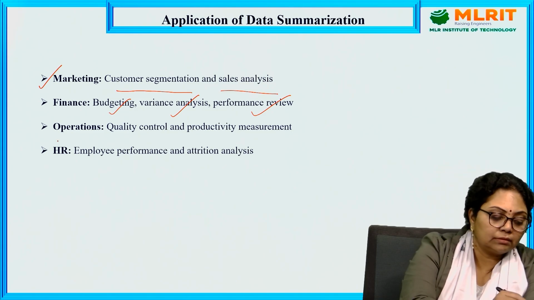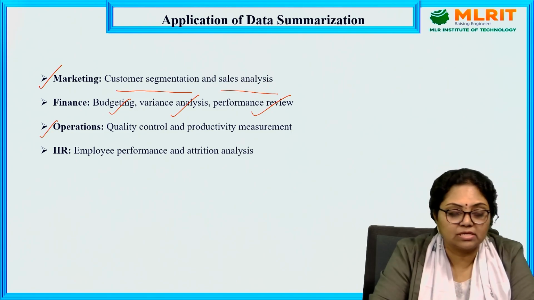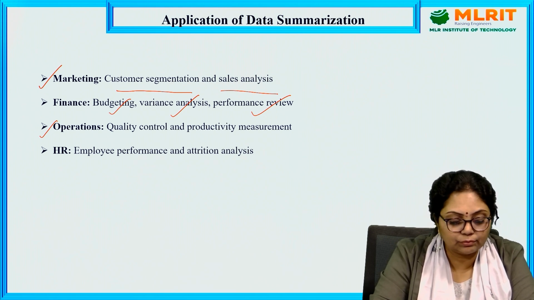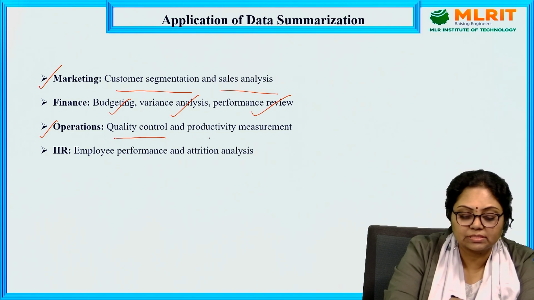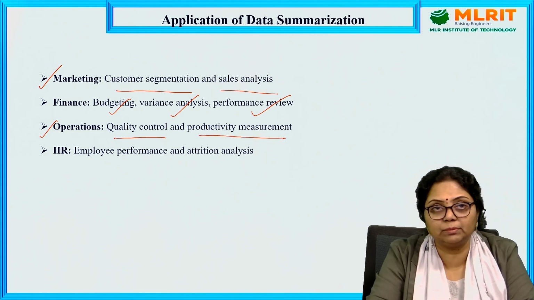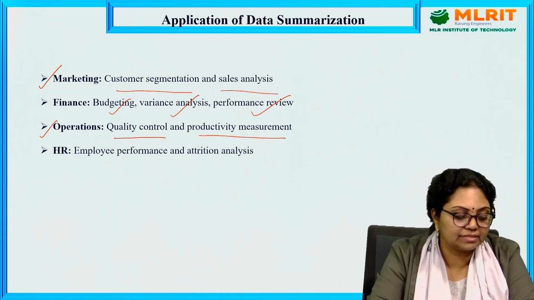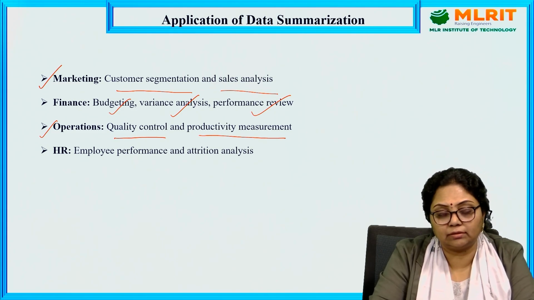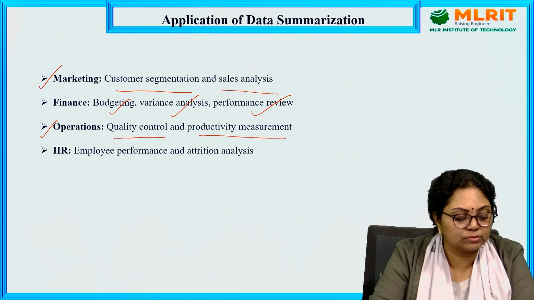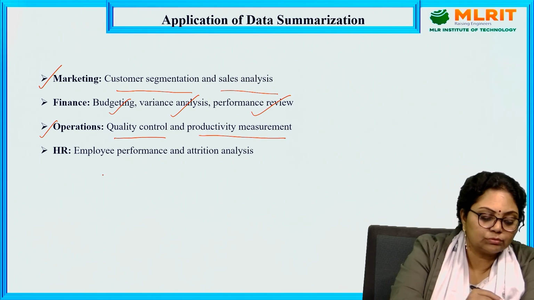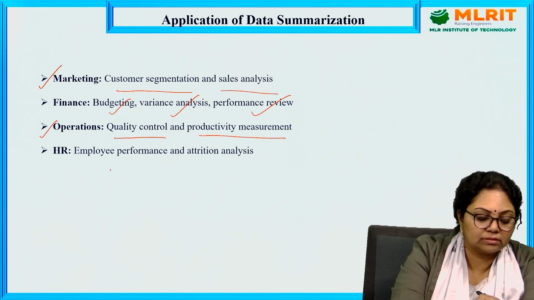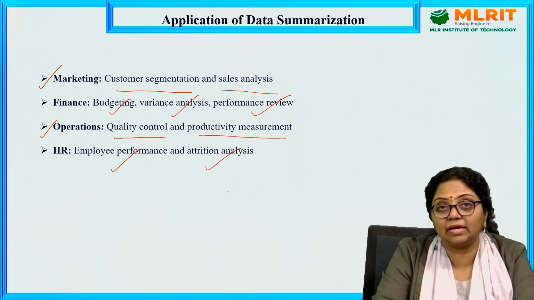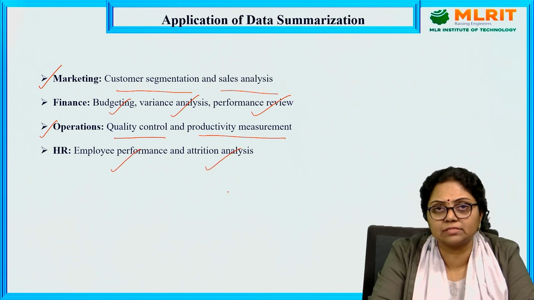And with respect to operations, data summarization is usually used for quality control and also productivity measurement. Next, in the case of HR, companies use the summarized data for employee performance and also to know the attrition rate, or the attrition analysis, in any company.